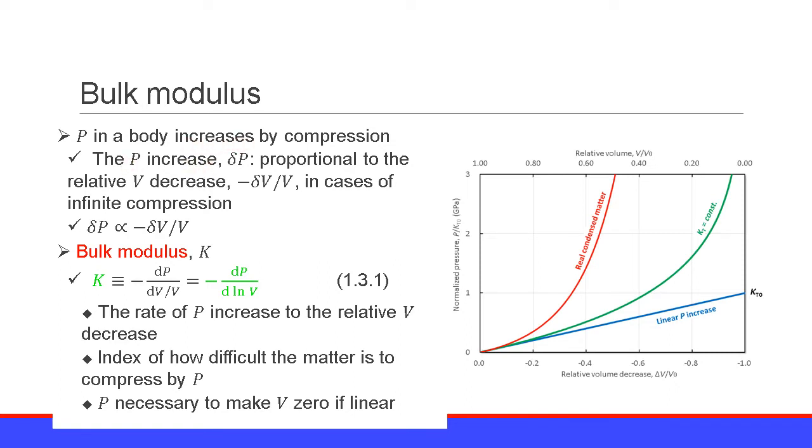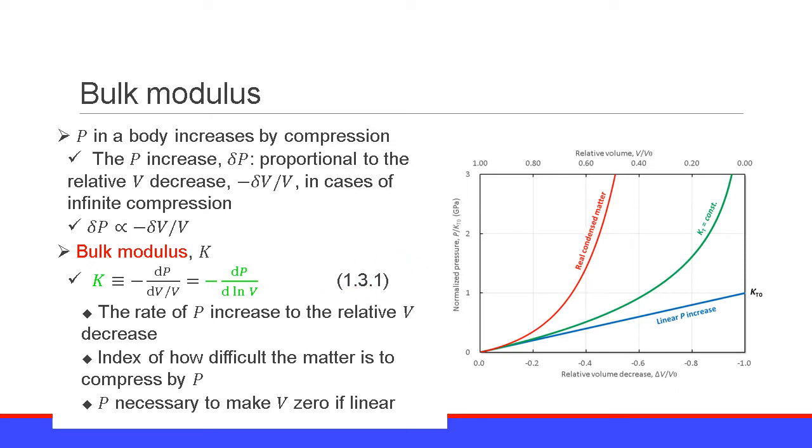The pressure increase, delta P, should be proportional to the relative volume decrease, minus delta V over V, in the case of infinitesimal compression. Then the bulk modulus K is defined as minus the derivative of pressure with respect to relative volume, which is equal to minus the derivative of pressure with respect to the natural logarithm of V, equation 1.3.1.